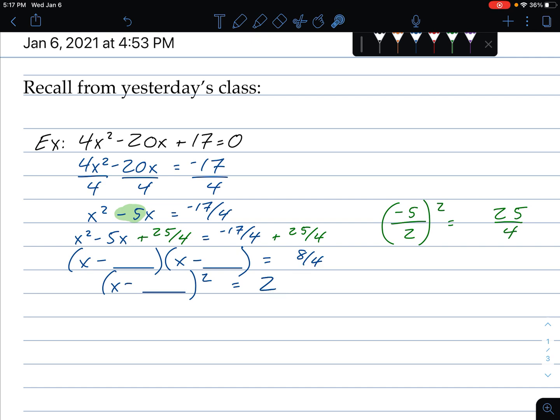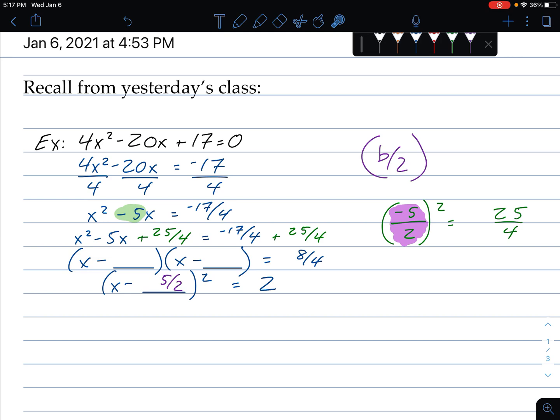But over here, I chose negative 5 over 2, the b divided by 2, squared, to add 25 over 4 to both sides. Because every time I do that, this value, in other words the b over 2 before I square it, before I square it to get the 25 over 4, that is what's going to go right in here. So it's just minus 5 over 2. That's what's going to go in there.